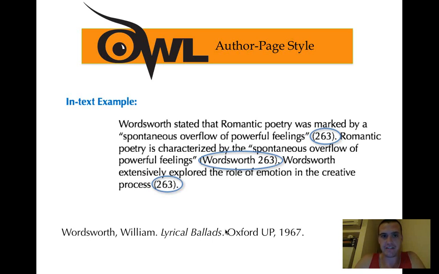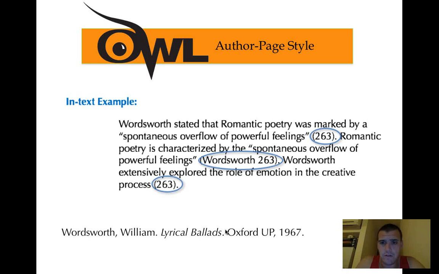These are examples of in-text citation. If you look at the first sentence here, Wordsworth stated that Romantic poetry was marked by a spontaneous overflow of powerful feelings. Right before the end of the sentence, they put in parentheses 263. That means that this quotation came from a guy named Wordsworth in his book or journal article from page 263. Let's go to the next sentence, and look at how they cite it here. Romantic poetry is characterized by the, quote, spontaneous overflow of powerful feelings, quote, parentheses, Wordsworth, 263. They put the author's last name in the parentheses because it was not stated at the beginning of the sentence, like they did in the previous sentence, if that makes sense.